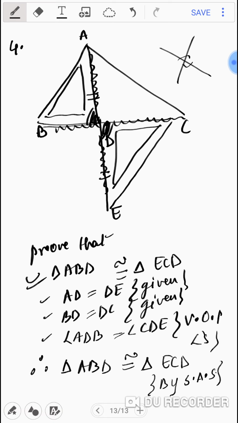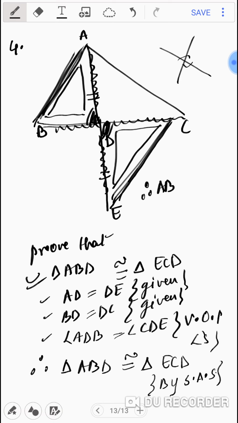Okay? Correct. Then you have to prove that AB is equal to EC. Now AB, this one, is equal to EC. If the two triangles are congruent, we can say therefore AB is a part of triangle ABD and EC is a part of triangle ECD. So as we know that once the congruency is proved, you can take any part of the congruent triangles and make them equal by putting CPCT.